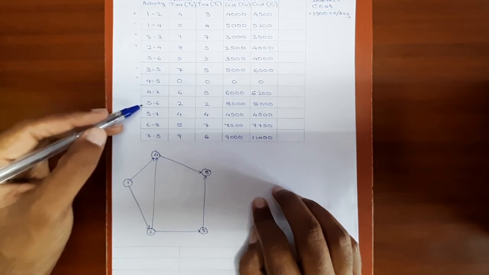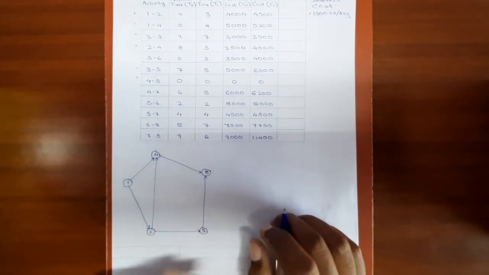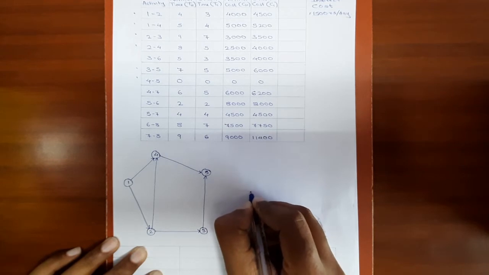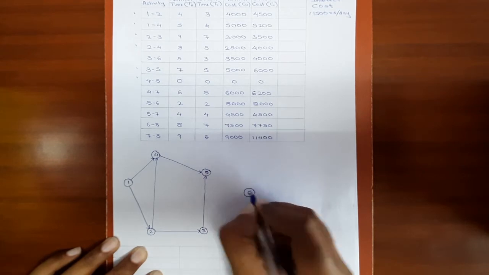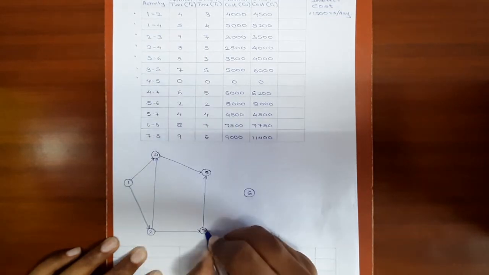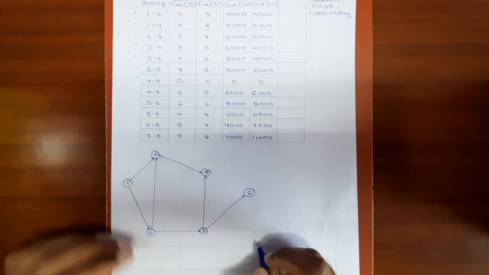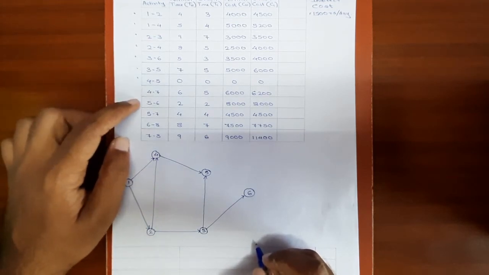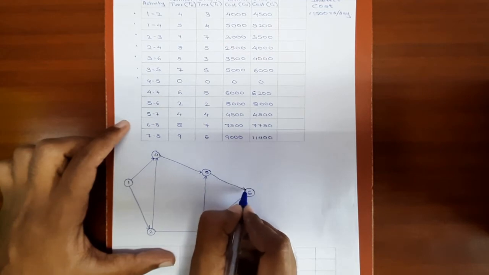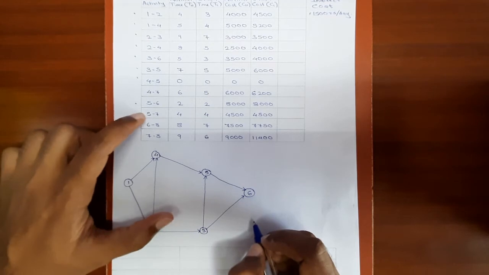4-7, 5-6. Again, there are two 6's, so two arrows are going to be attached to node 6. So let's keep it here, node 6. 3-6 was remaining, 3-6 is also done now. Next is 4-7, 5-6. Okay, we can join 5-6. This is also done.